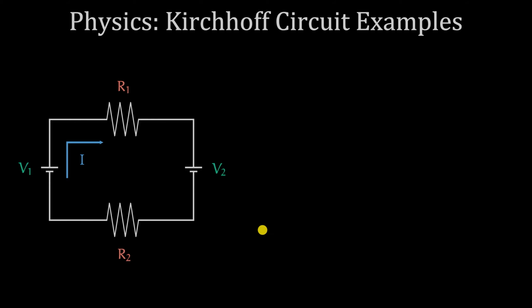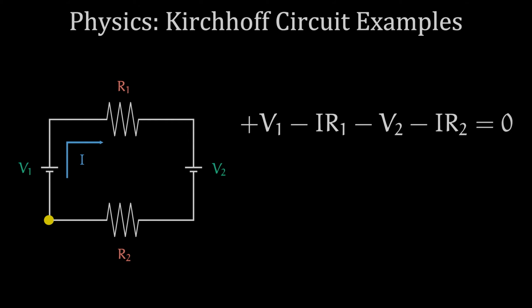Starting at the lower left for the loop rule, we cross the first battery, and not because we're following the current, but because we're going from the negative terminal to the positive terminal, we gain a potential V1. Then we cross resistor R1 going with the current, so we lose a potential I times R1. Next, we cross battery V2 going from its positive terminal to its negative terminal, meaning we lose potential V2. Last, we follow the current through the resistor R2, so we lose potential I times R2. We complete the loop here, meaning all of this must be equal to 0.